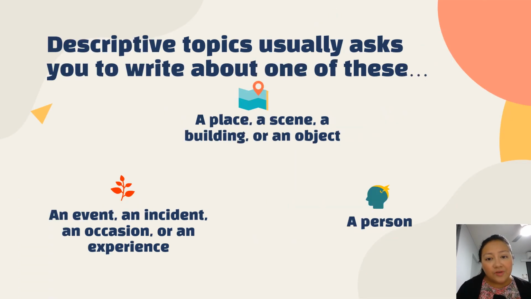Now, descriptive topics usually ask you to write about one of these: a place, a scene, or a building, or an object. Okay, like for example, the one that we spoke about. What's your favorite object from your childhood? An event, an incident, an occasion, or an experience. Write about a time that you have failed, or a person, and our assignment is regarding our unsung heroes, right?